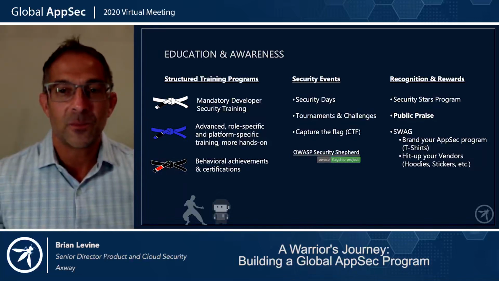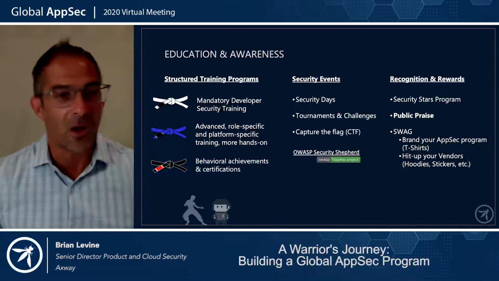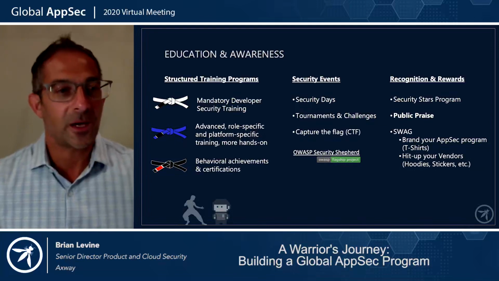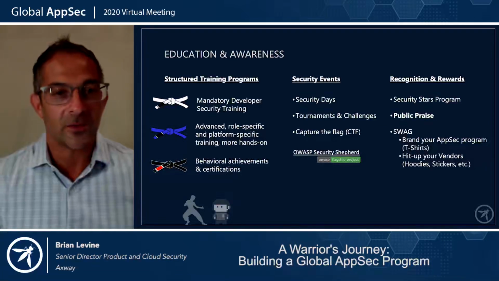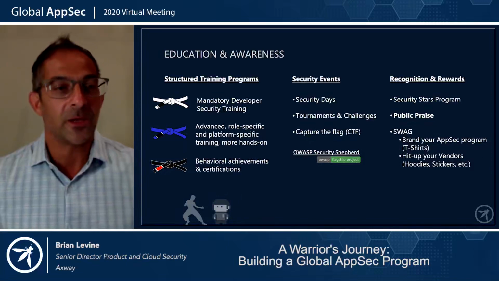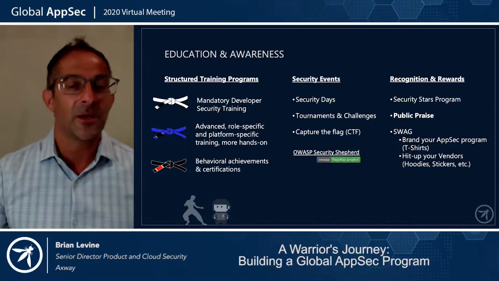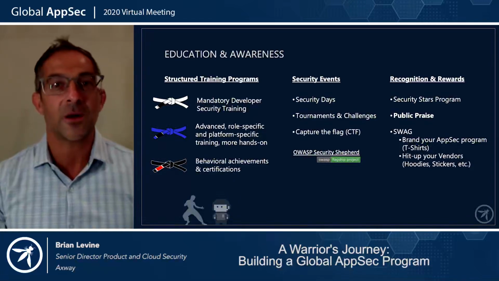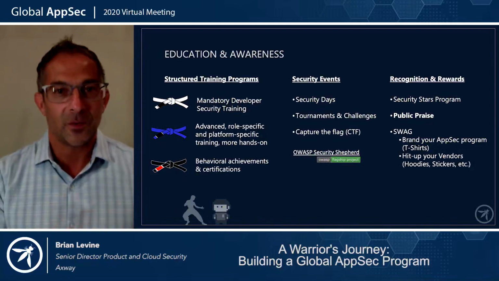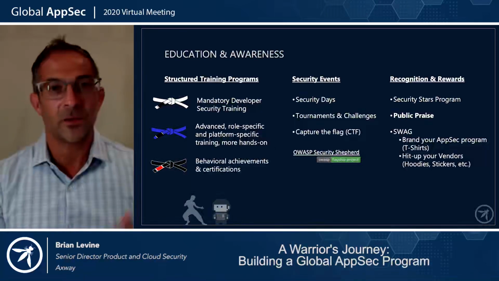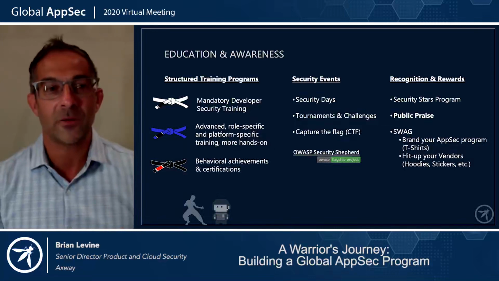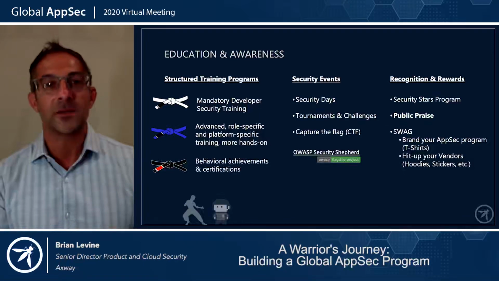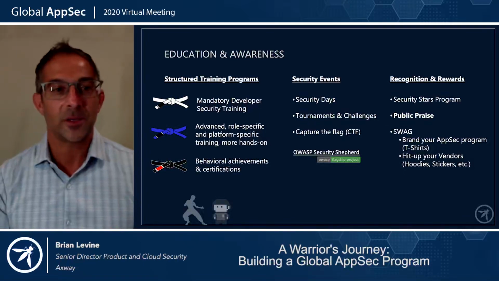The mandatory training is for all developers. When they hire on, they are required to take a training, and then either annually or biannually after that, take a refresher. The advanced blue belt classes are more role-specific, platform-specific, and language-specific, where we get more hands-on, fixing code and looking at specific problems in the language they work in every day, and doing hands-on coding challenges related to their day-to-day responsibility.